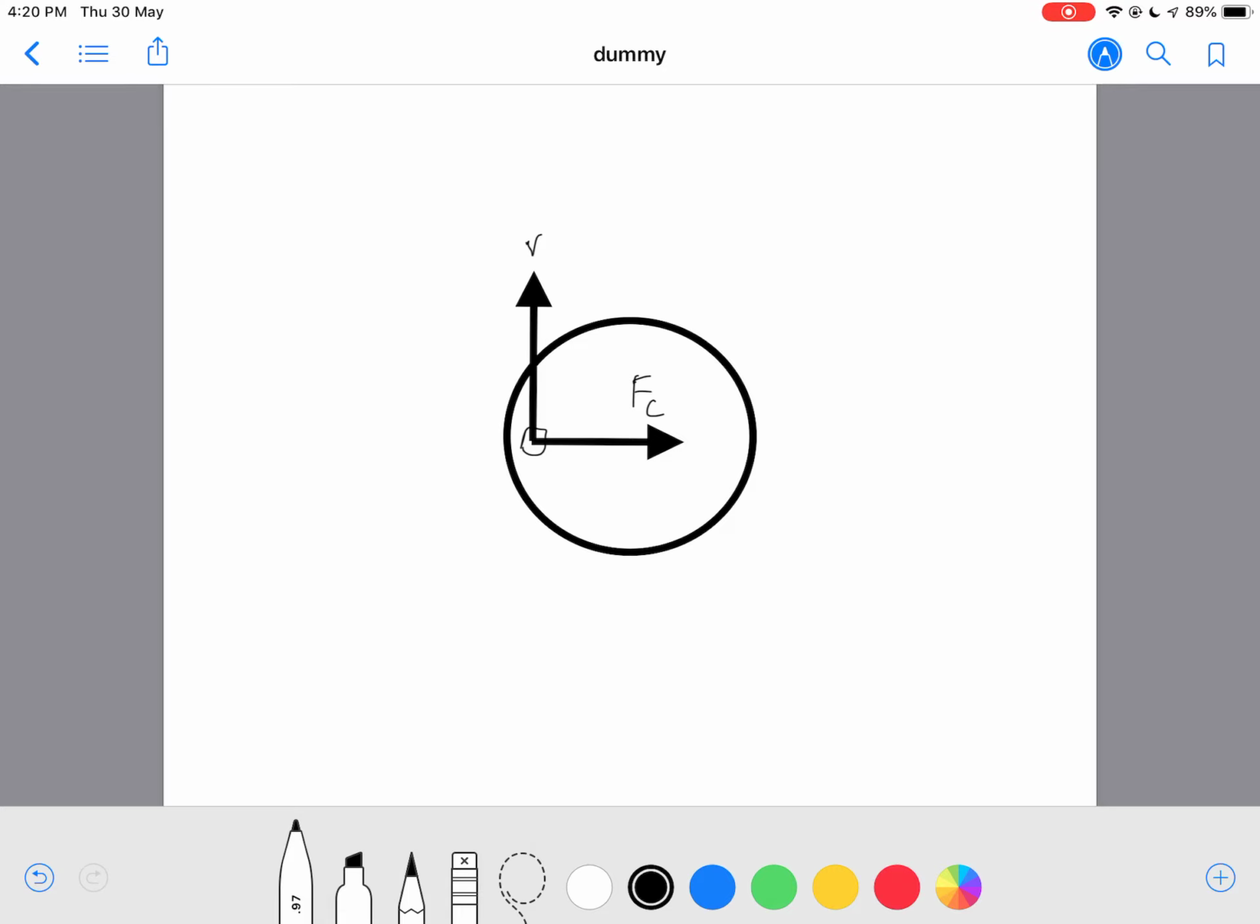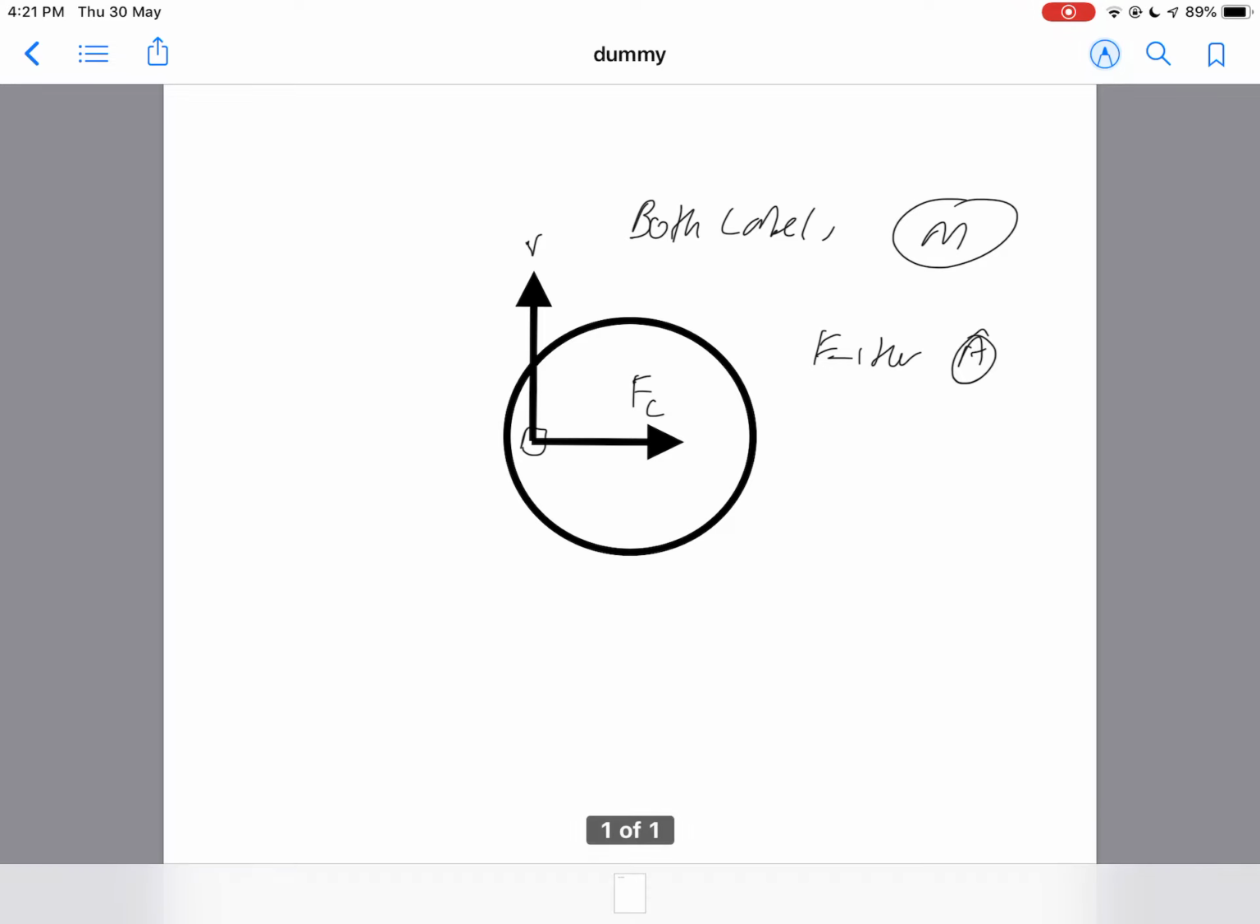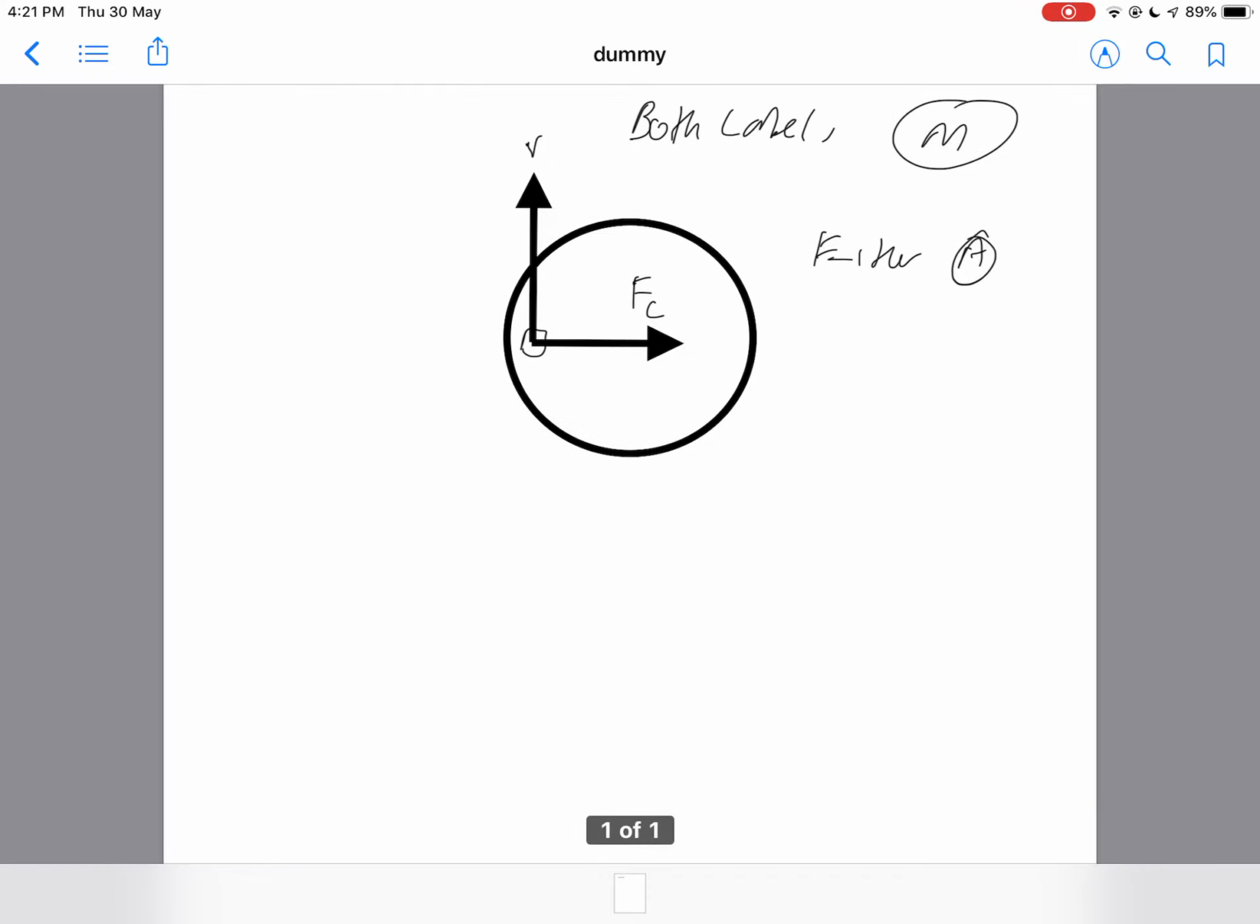Getting both these vectors correct, both labels, gets you a merit grade actually. And to get achieved, it's either one of these labeled correctly. So either will get you an achieved. Alright, next question. It asks you for the calculation.